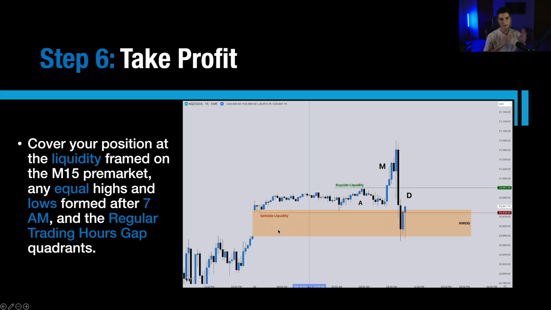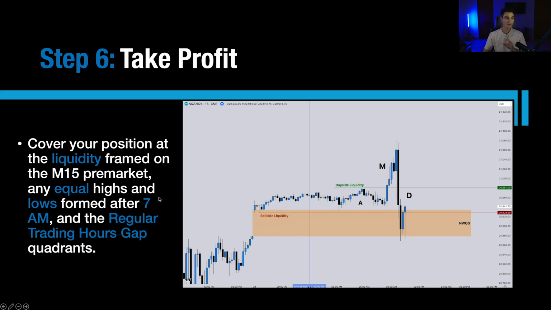And I wanted to show the 15-minute again, because this is what's going to make the 1 minute and the 15-second, all my lower time frames, high probability, because I understand what the higher time frame is drawing to. And in this case, the higher time frame is the 15-minute chart. So you're going to want to cover your position at very specific levels: the sell side liquidity that forms pre-market, which we can see here, here, and here.